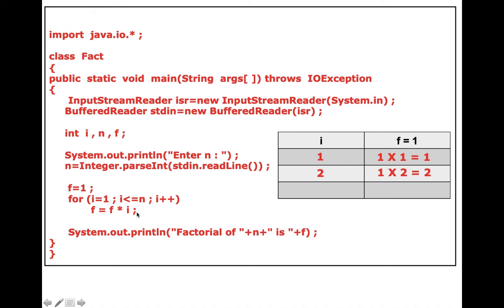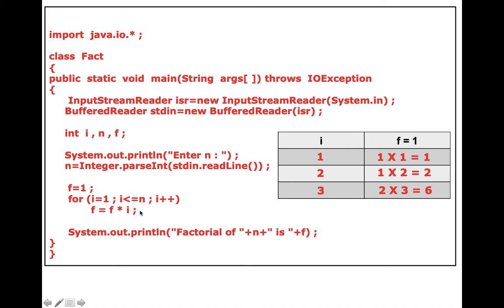Now the compiler again goes to i++. i takes the value 3. Is 3 less than equal to 3? True. f is equal to, come on, this time you tell me, if i is 3, f is equal to how much? It will be 2 into 3 equal to 6. So f will be equal to 6.